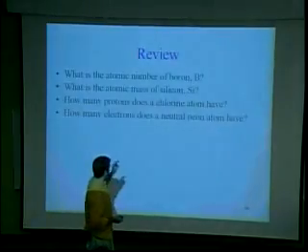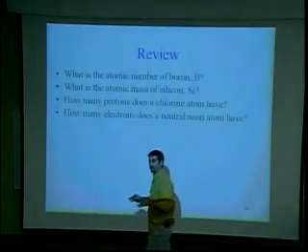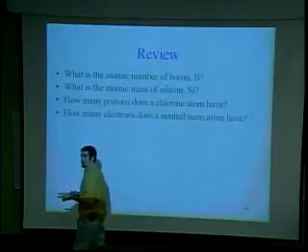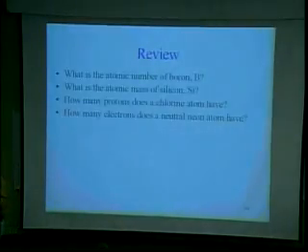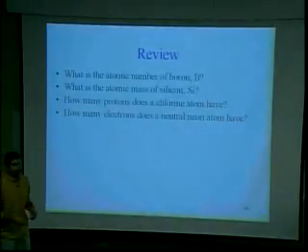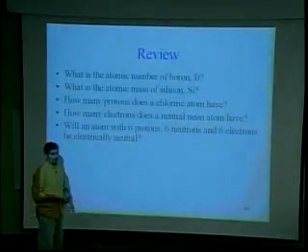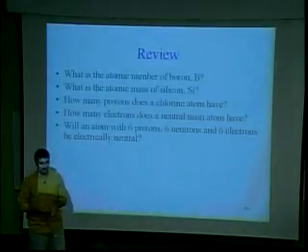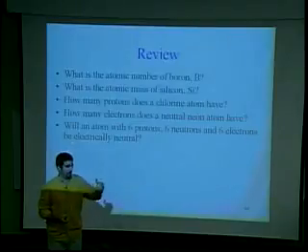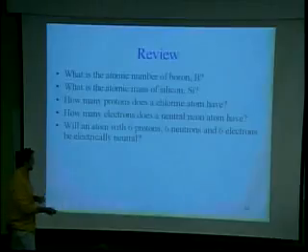How many electrons does a neutral neon atom have? But before we start, what does that mean? That's right. It'll have to have the same number of electrons as it does protons to be neutral, right? So, 10. Right. It'll have 10. Will an atom with 6 protons, 6 neutrons, and 6 electrons be electrically neutral? Yes. There's 6 positives, there's 6 negatives. Those 6 neutrons don't matter. They don't have a charge in this case.